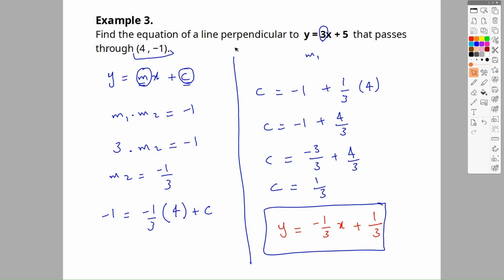So instead of perpendicular, if the line was parallel to this line, we will do the same process, except m1 is going to equal m2. That means the gradients are equal.